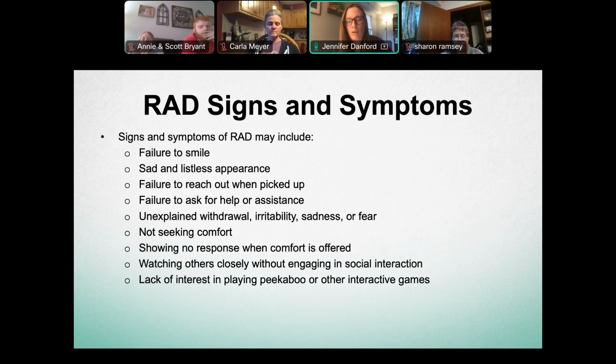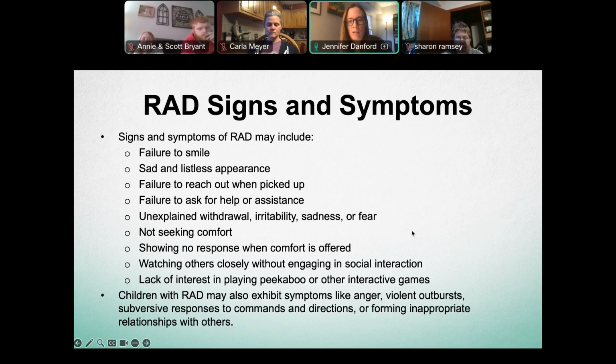So, you know, if you saw these symptoms in a child, it would be highly alarming to you, and overwhelming for sure. Older kids with RAD might have symptoms like anger, violent outbursts, subversive responses to command or directions, like they're not going to listen. And then the relationships with others that they form would be not typical or maybe even inappropriate.